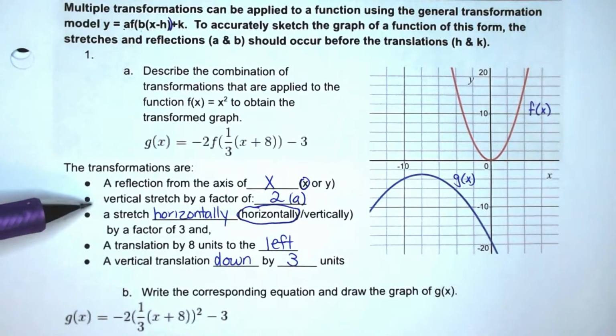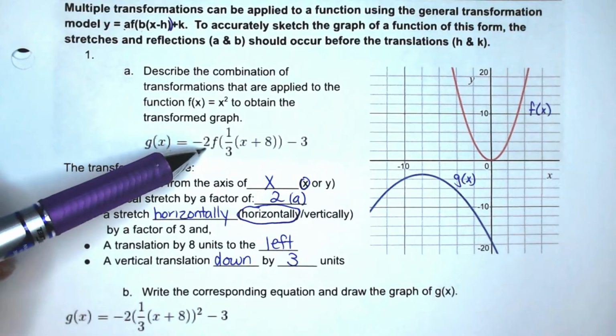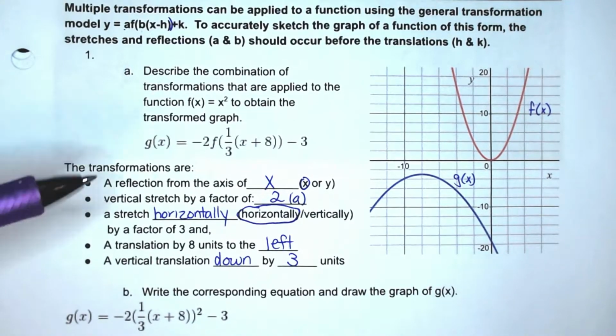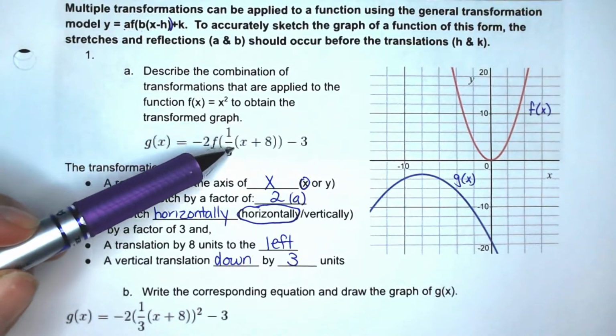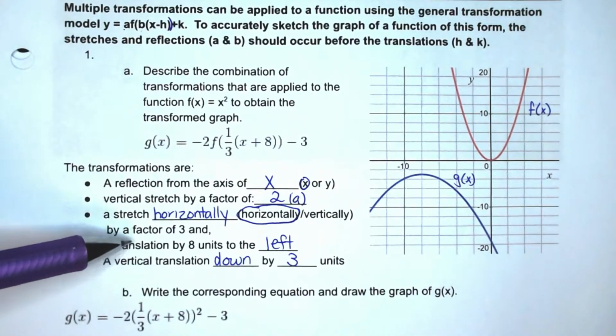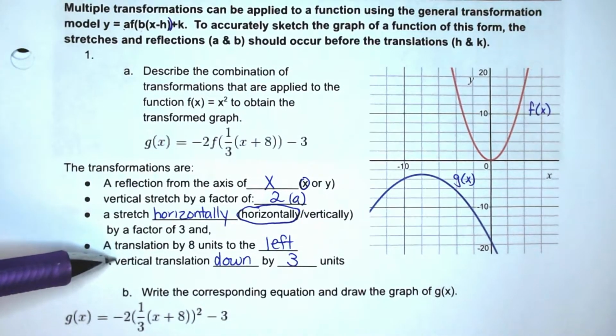Then a vertical stretch by a factor of 2. Here is our 2, that's our a value. A stretch horizontally by a factor of 3. So here is our b value. Remember, when it's 1/3, we're going to multiply all x values by 3. And now that we've done our stretches and reflections, we're going to be able to make our translations.